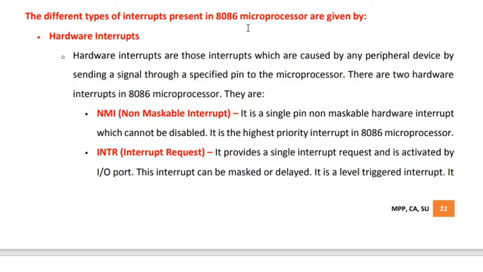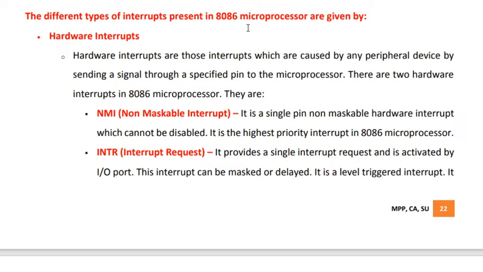There are two hardware interrupts in 8086 microprocessor. They are NMI, the non-maskable interrupt. It's a single pin, non-maskable hardware interrupt which cannot be disabled, and so it is the highest priority interrupt in the case of 8086 microprocessor.